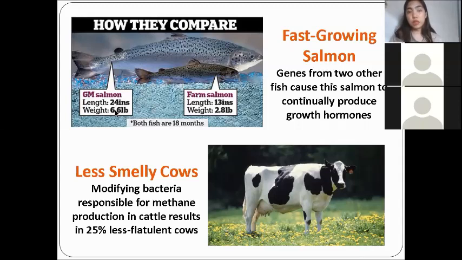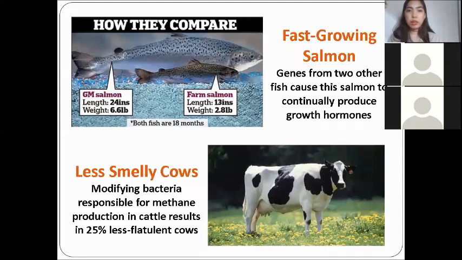Next is the less smelly cows. Modifying bacteria responsible for methane production in cattle results in 25% less flatulent cows. So, if the normal cow is 100% in terms of smell, this one is less smelly. Right? So, that's better.